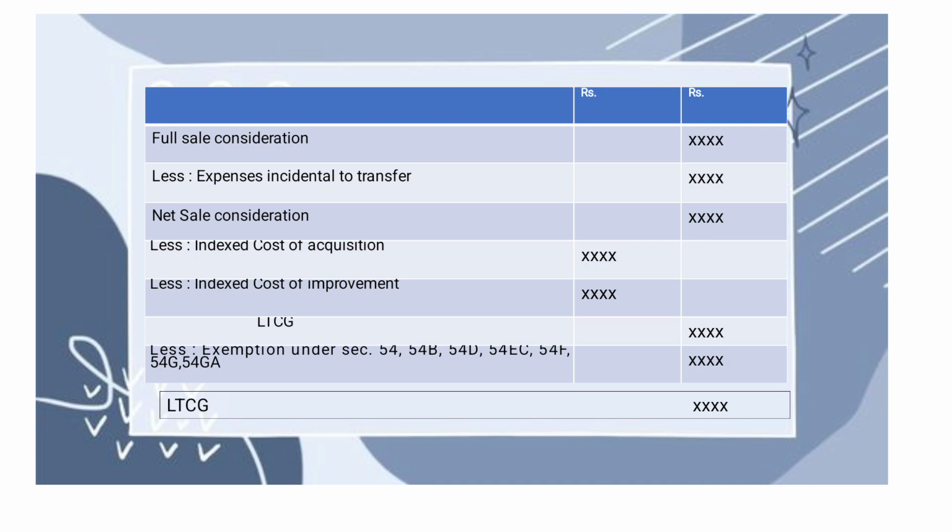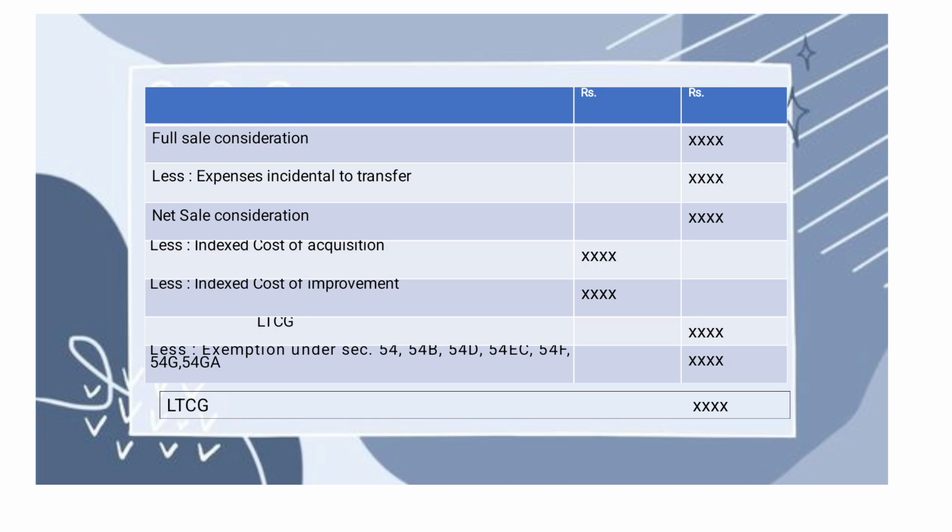The indexed cost of acquisition means an amount which bears to the cost of acquisition the same proportion as the cost inflation index for the year in which the asset is transferred bears to the cost inflation index for the first year in which the asset was held by the assessee, or for the year beginning on the first day of April 2001, whichever is later. That is considered the indexed cost of acquisition.